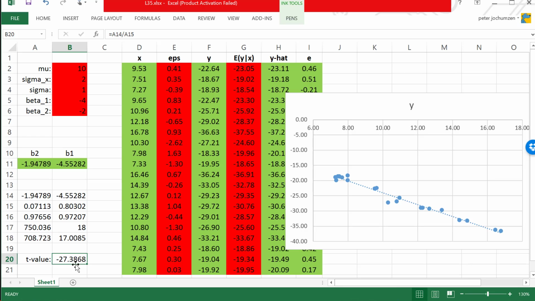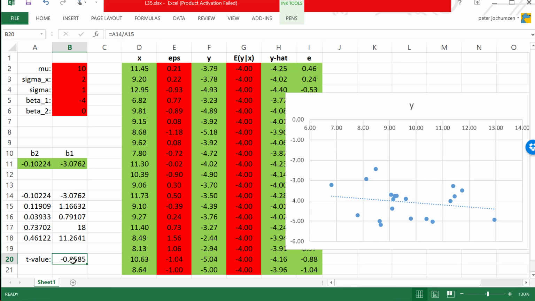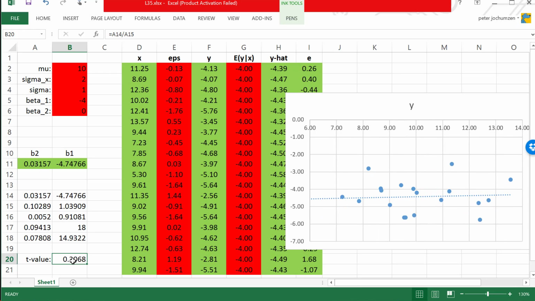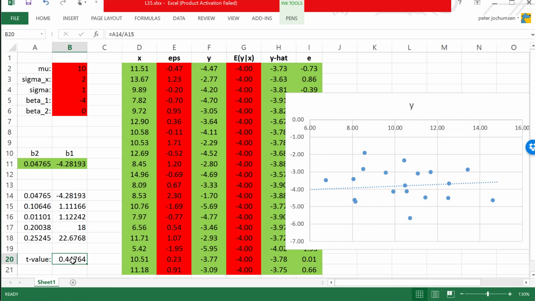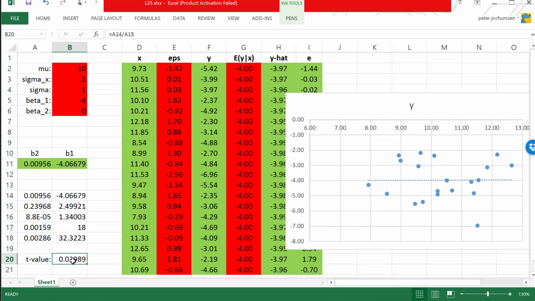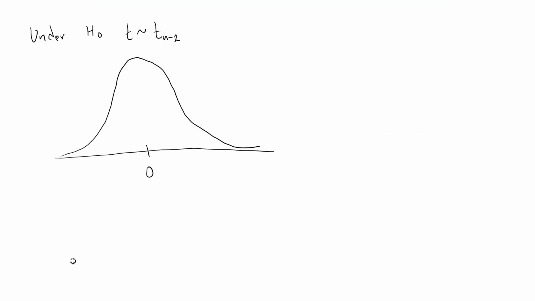Remember, we talked about how we can simulate random numbers from the t-distribution with the determined number of degrees of freedom. So the fact is that if I set this to 0, now focus on this cell here in B20, whenever I F9, you can view that as a drawing from the t-distribution with, well, n is 20, so n minus 2 is 18. So we can view it as a drawing from the t-distribution with 18 degrees of freedom. So let's just state that if the null hypothesis is true, the t-statistic follows a t-distribution.